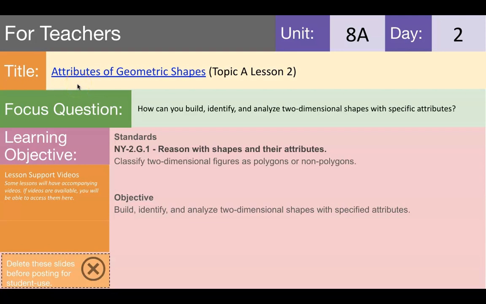Hi, this is Mrs. Moran, and today we are working on a second grade lesson, which is about building, identifying, and analyzing two-dimensional shapes with specific attributes. So we're looking at flat shapes, we're looking at polygons, and we're looking at specific attributes, namely the number of sides and angles.